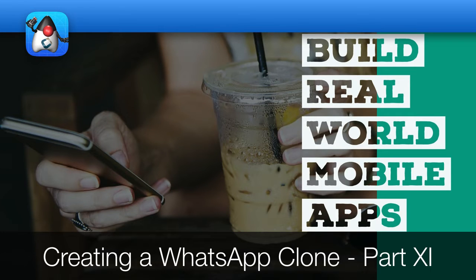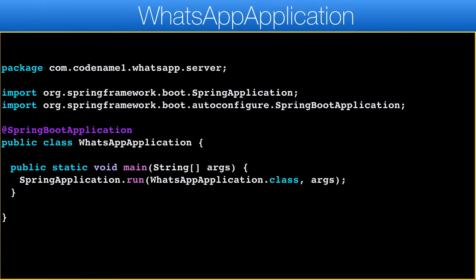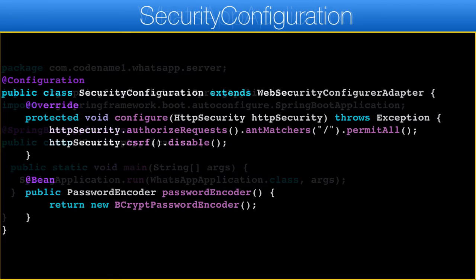We are finally back to the Spring Boot server we set up initially. The code here is pretty simple as well. The WhatsApp application is the boilerplate main class of the Spring Boot project. There isn't much here, and I'm only mentioning it for completeness.